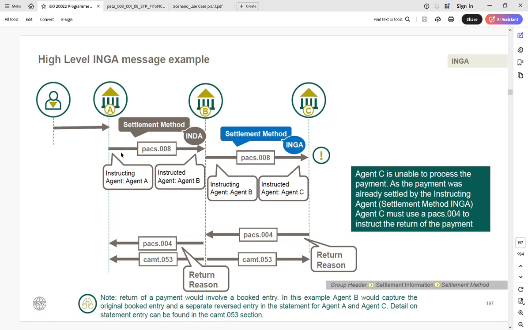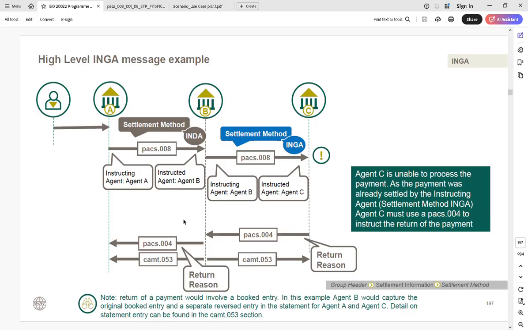Here, I am repeating, the settlement method for the PACS008 message is INDA, instructing agent, because A is your instructing party, and there is a thumb rule that an instructing agent will always do the settlement of the payment at B. But now B, who is currently the instructed agent, will become the instructing agent in the next chain of the cycle. So that's why it is INSTG. That's why the settlement method will become INGA here. So from INDA to INGA, the settlement method changes here.